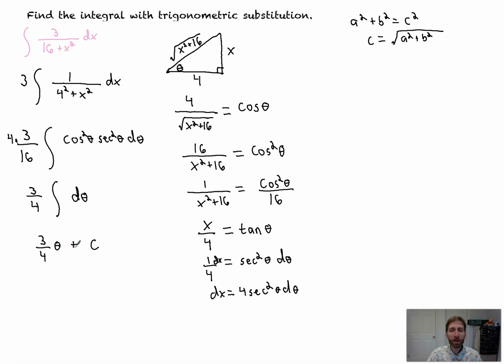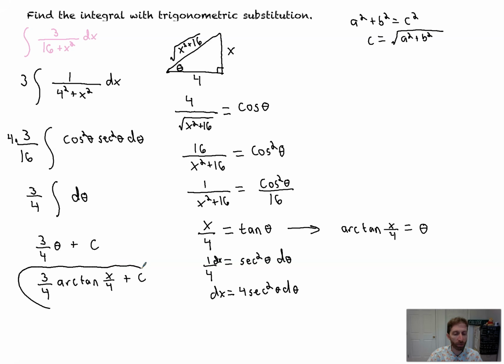plus c. And then we look at that and we think, well, how do I get theta? Well, back to here. In order to get theta and replace that, we'd have to take tangent inverse of both sides, or arctangent of both sides. So the arctangent of x over 4 is equal to theta. I took tangent inverse of both sides to solve for theta, which is now what theta is equal to. So 3/4 arctangent of x over 4 plus c, which is exactly what we got on the previous problem.